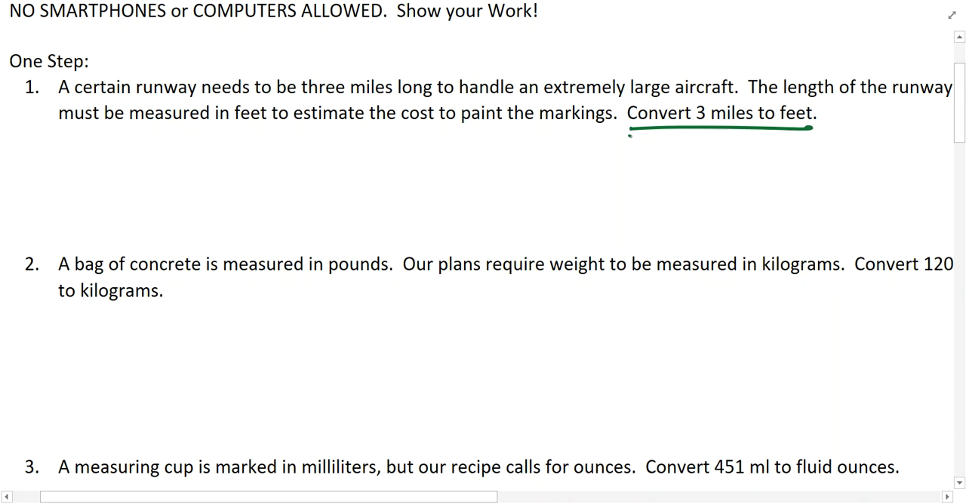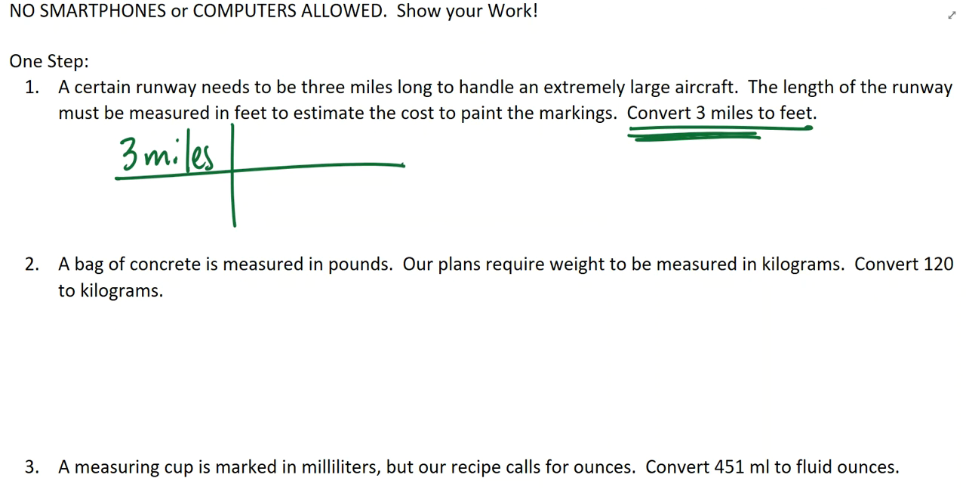What I'm going to do is start by writing what we know. We know that we've got a runway that's 3 miles long, and I'm going to draw a T around that. And this T actually represents a series of fractions that are next to it. So I'm going to write this as 3 miles over 1. Just like any number, the number 3 could be written as 3 over 1.